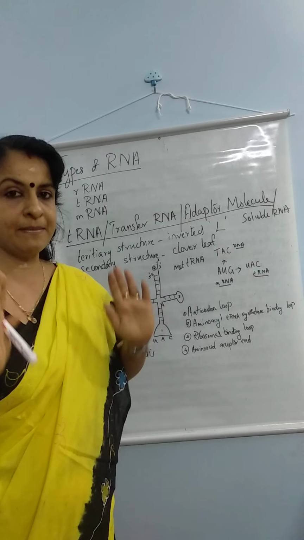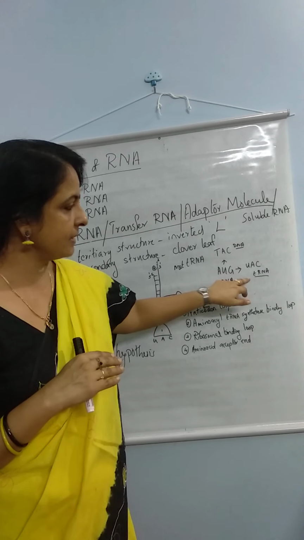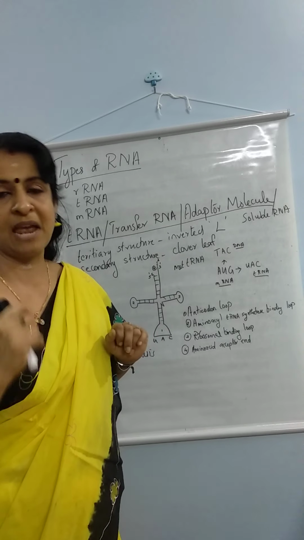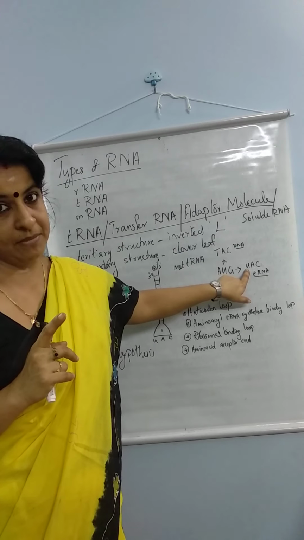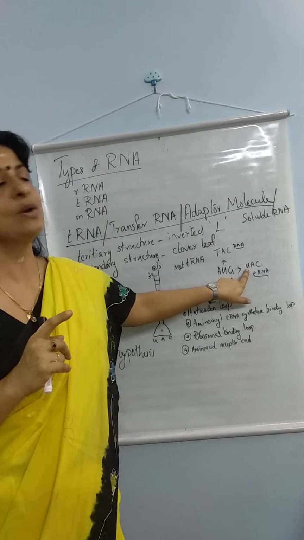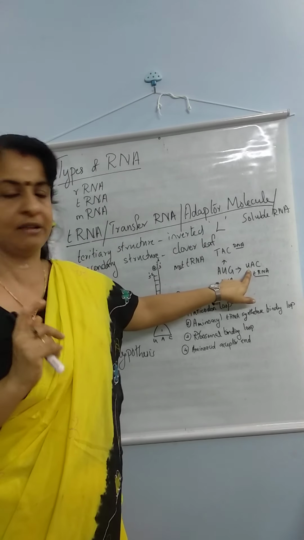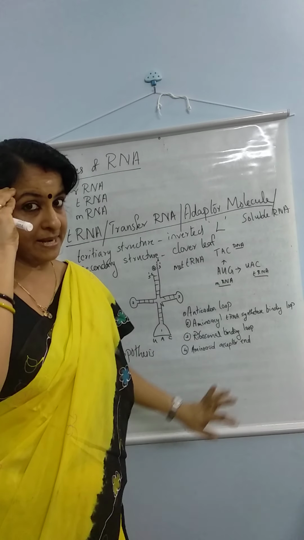DNA and tRNA are the same, but what is the difference? Uracil is present instead of thymine. So RNA cannot have thymine, so it will have uracil. That's the only difference. We must always keep this point in mind.